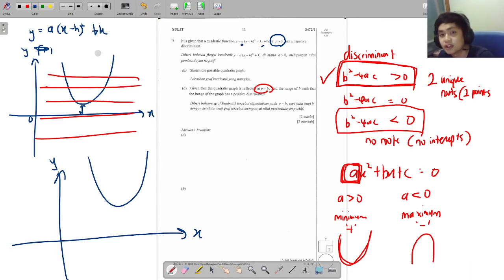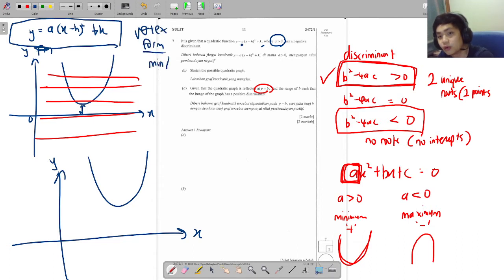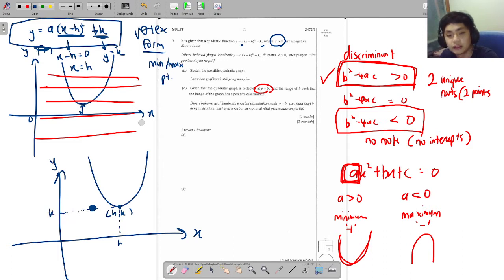So if you notice, the way that this equation is structured, this is actually in vertex form. The purpose of vertex form is basically to find the min or the max point. So in other words, we know what the min point is for this, because it's a minimum graph. This is the x coordinate, and this is the y coordinate. So if we set this to 0, x minus h equals 0, x equals h, and the y is k. Therefore, the minimum point's coordinate is (h, k). So this is h, and this is k. Whoops, too big.